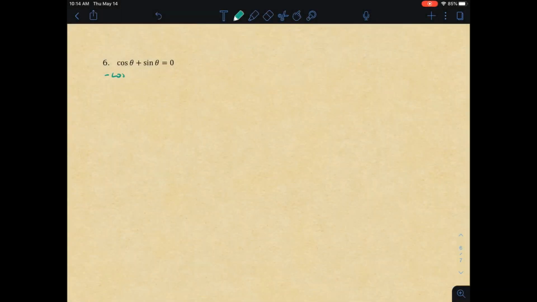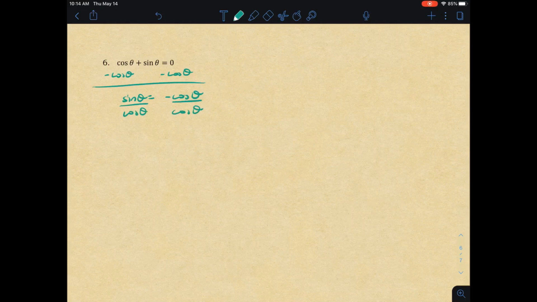What I'm going to do is subtract cosine of theta from both sides. I'll be left with sine of theta equals negative cosine of theta. And then I'm going to divide both sides by cosine of theta. If I do that, on the right side, I'm left with negative 1, right? On the left side, I'm left with tangent of theta. You see how I rewrote this in terms of one trig function? From here, if I solve this out, this is something we just solved in the previous problem, right? So I can just write the answers as 3 pi over 4 and 7 pi over 4.